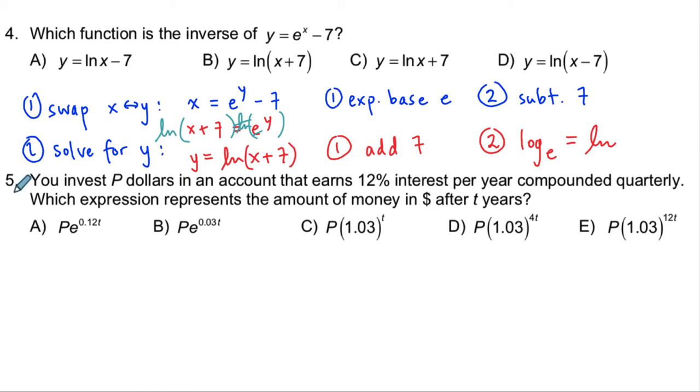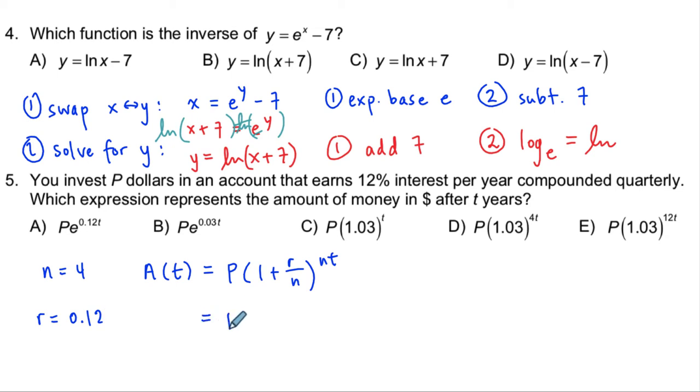Number 5 was probably the best answered question. In this case, to invest P dollars in an account of 12% per year compounded quarterly, or compounded 4 times per year, we know that n is equal to 4. So from A of t equals P times (1 plus r over n) raised to the exponent of nt, we have r equal to 12%, which is 0.12, and we have P times (1 plus 0.12 divided by 4, which is 0.03), all raised to the exponent of 4 times t. And so that gives us the answer of D.